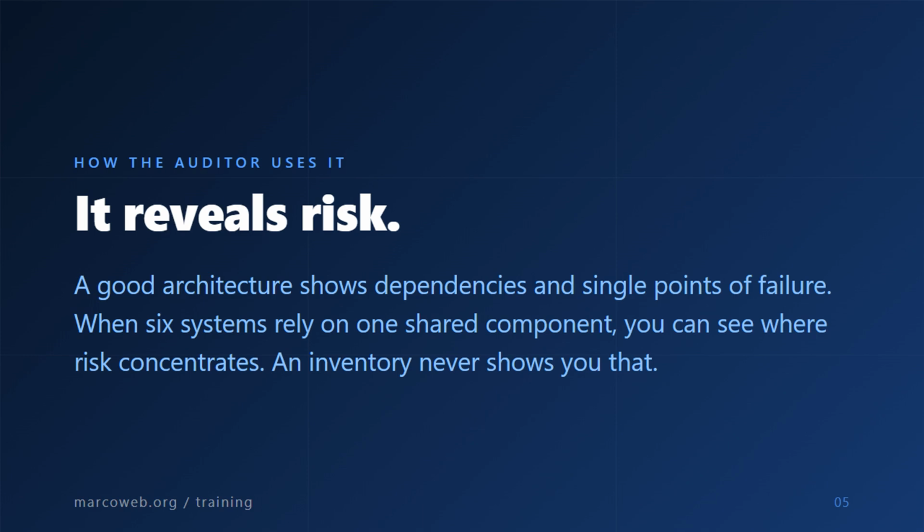And this is why it helps the auditor directly. A good architecture reveals dependencies and single points of failure. When you can see that 6 systems rely on one shared component, you can see where risk is concentrated. A device list or an asset register never shows you that.